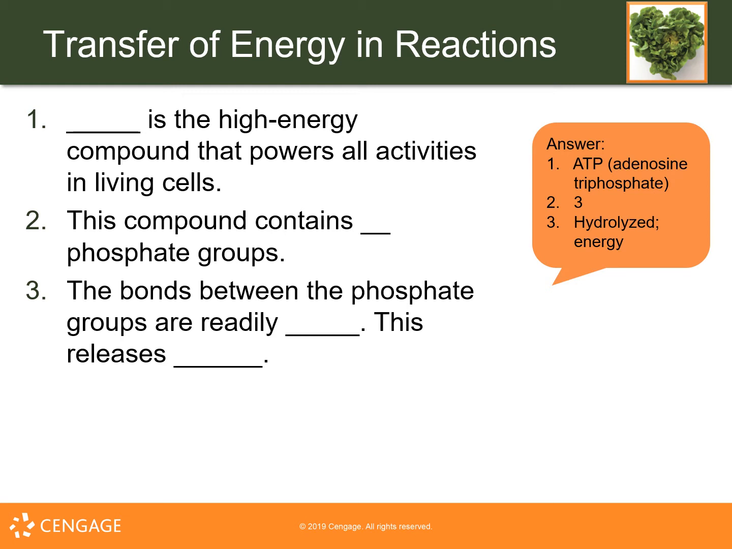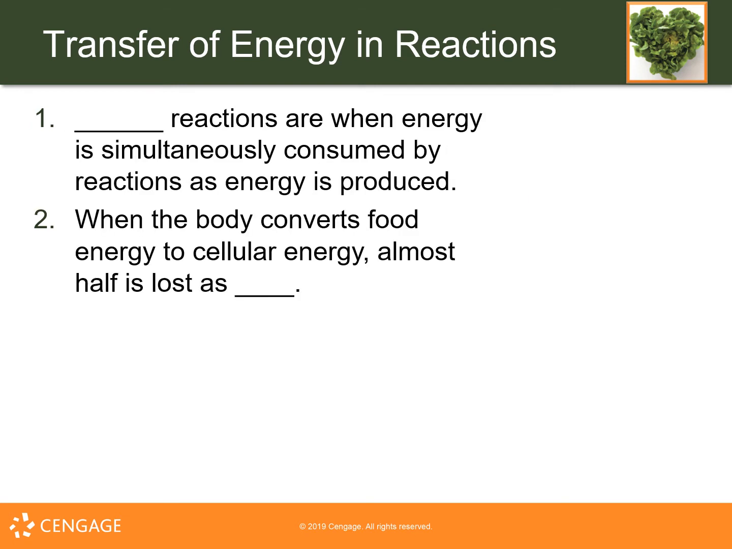ATP is the high energy compound that powers all activities in living cells. This compound contains 3 phosphate groups. The bonds between the phosphate groups are readily hydrolyzed. This releases energy. Again, please pause the presentation momentarily and try to answer.